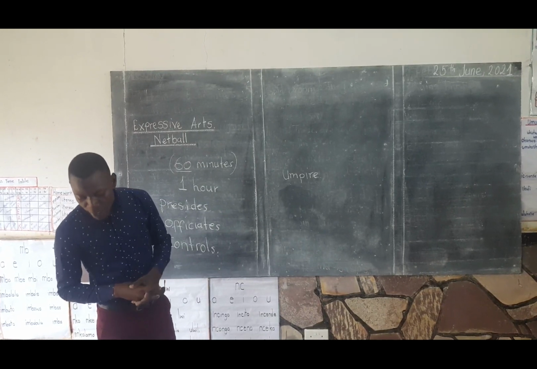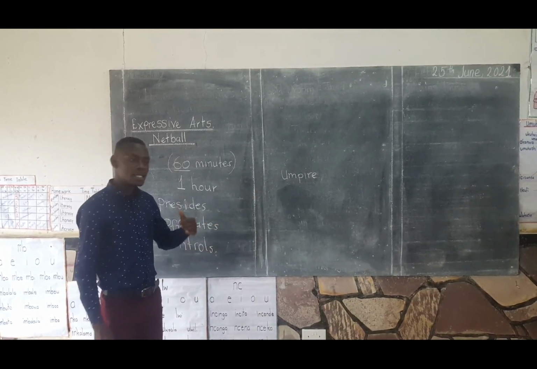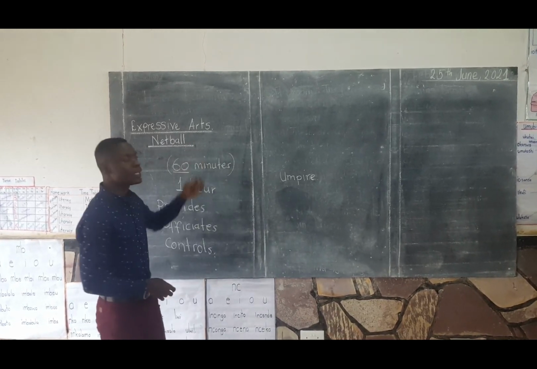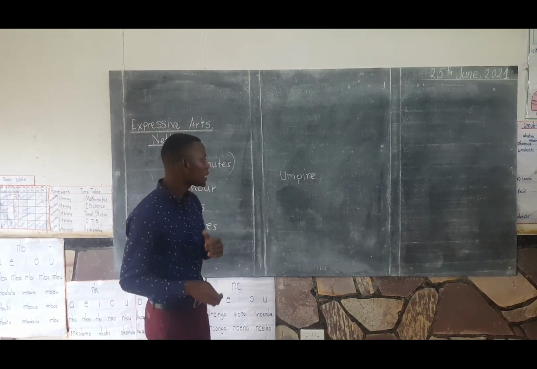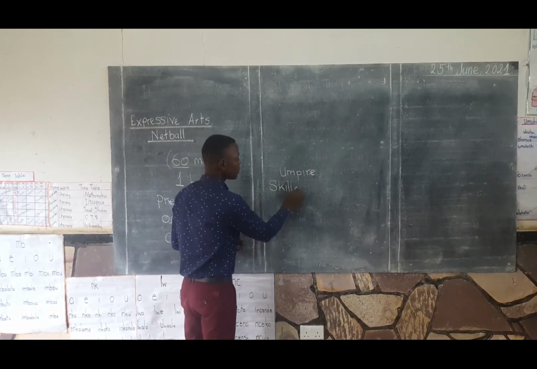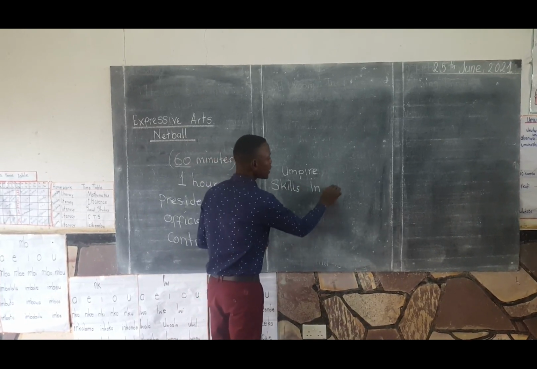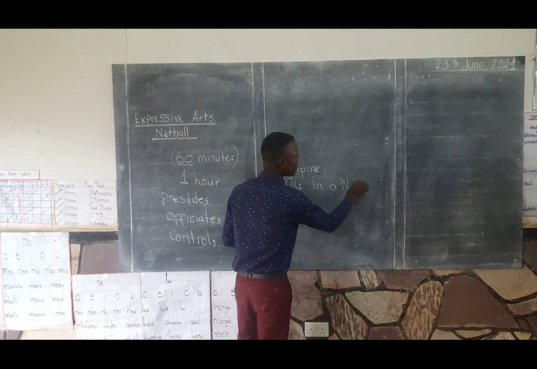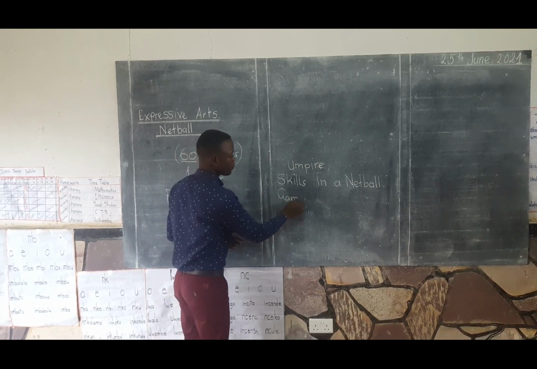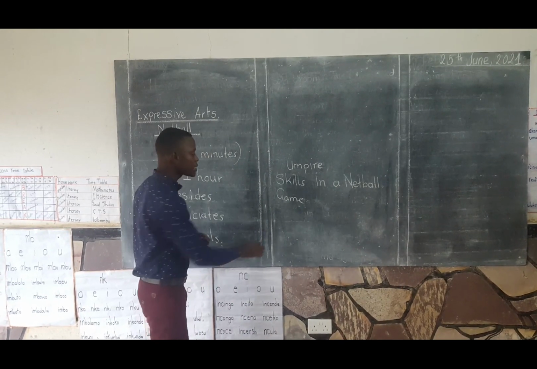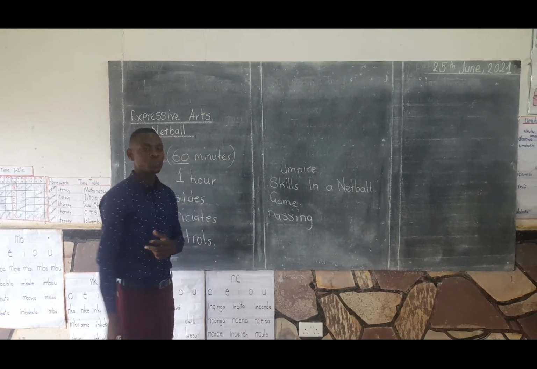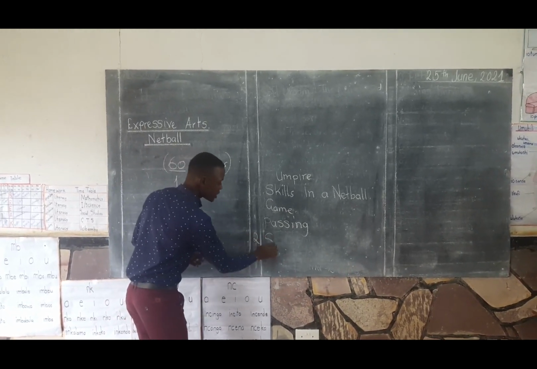From there, we can now say there are skills, just like we looked at previously in the last lesson under football. Even in netball, there are some skills that are involved. What are these skills? Skills in a netball game. Number one skill is passing. Passing is the first skill. The second skill is shooting.